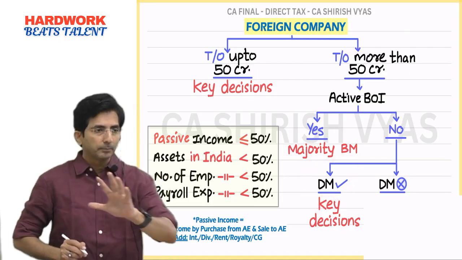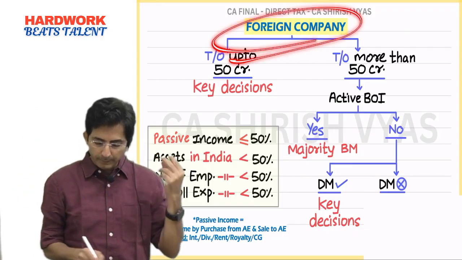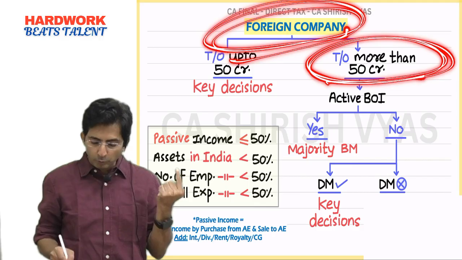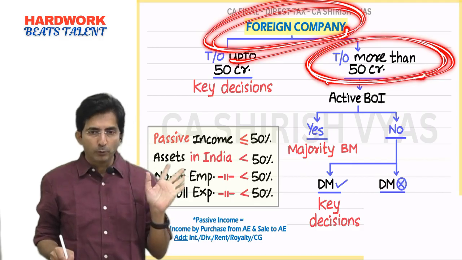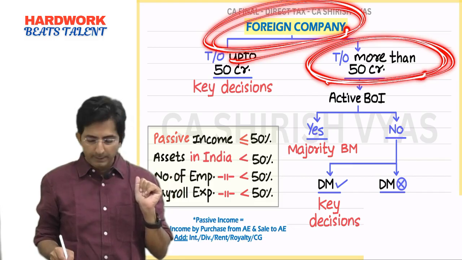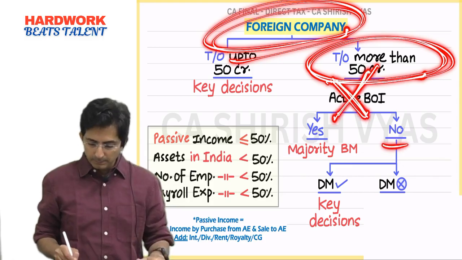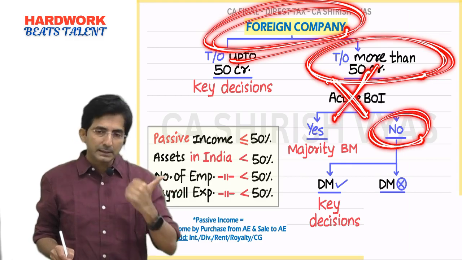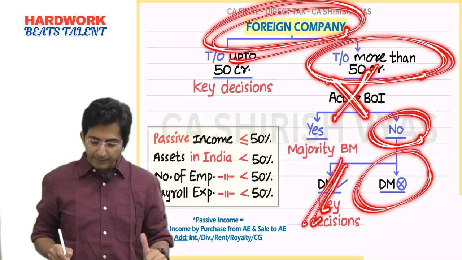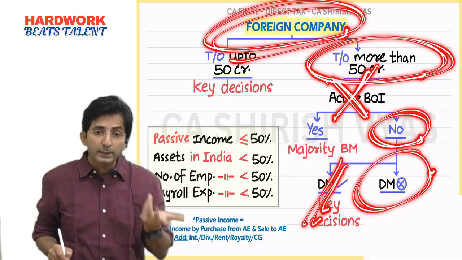But now imagine, Dubai company scrutiny is going on. Okay, Dubai company, look at the drawing. In scrutiny, the assessing officer came to know their turnover is above 50 crores. So first, the assessing officer will try which test? Active BOY. And let's assume that the Dubai company failed in Active BOY, means no. Then the assessing officer will ask, who is the decision maker? Decision maker also cannot be identified. Means in the Dubai company scrutiny, the assessing officer asks, who takes your decisions?